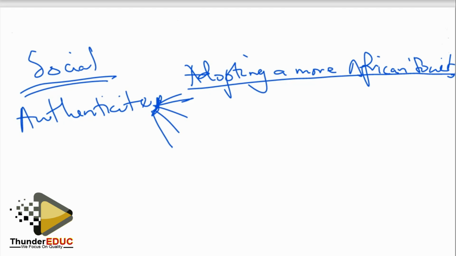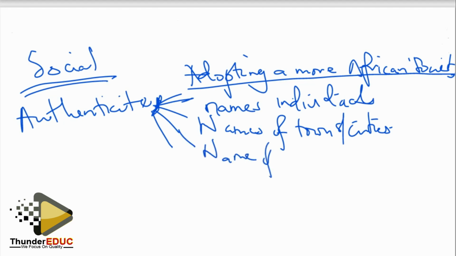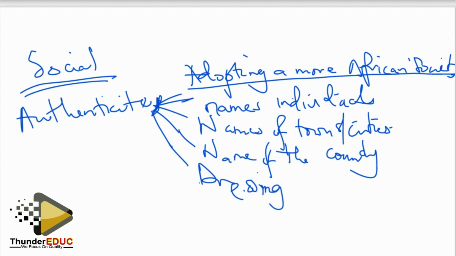Right. Under this policy, we look at names of individuals. Then you also look at names of places, of towns and cities. And also look at the name of the country itself. Then you can also go and look at dressing. All these fall under the authenticite policy.